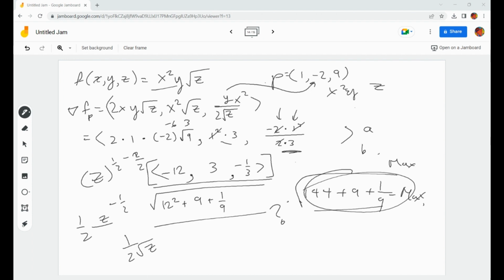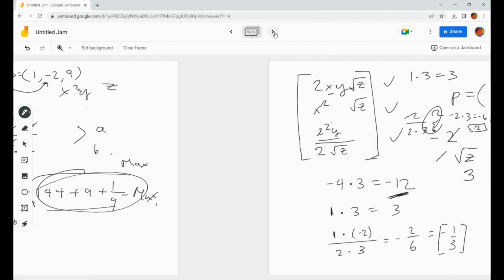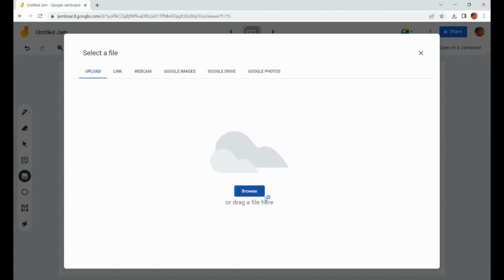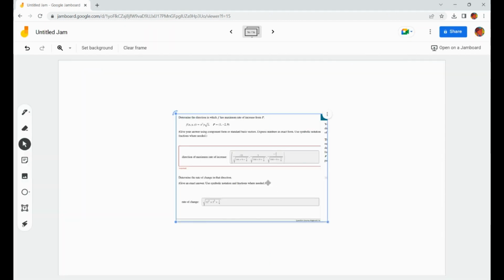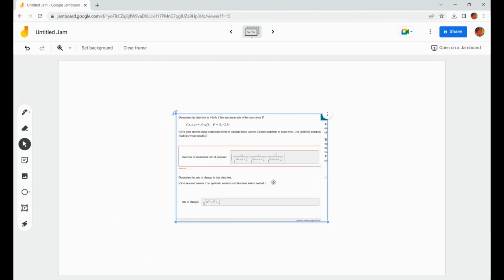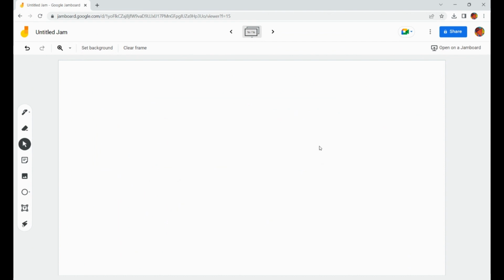Let me get this item. Oh, I already screenshotted it. Okay, so let me show you what's happening. All right, upload image. What did I do wrong? So this problem over here, as you can see, I did the same thing. That's the right answer. I just don't know why I keep on getting it wrong.